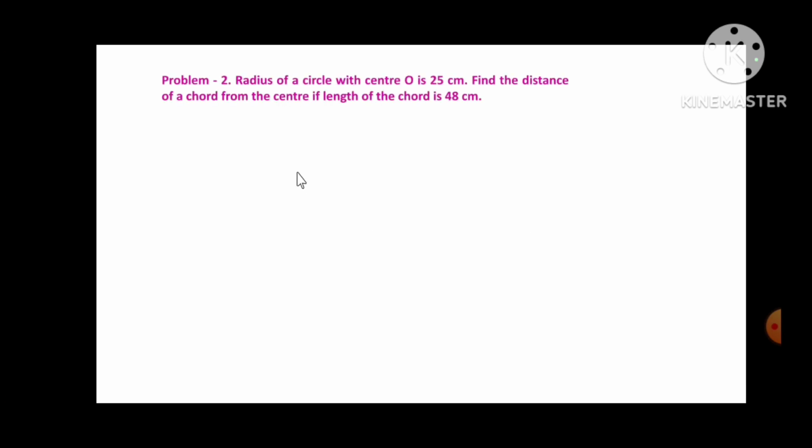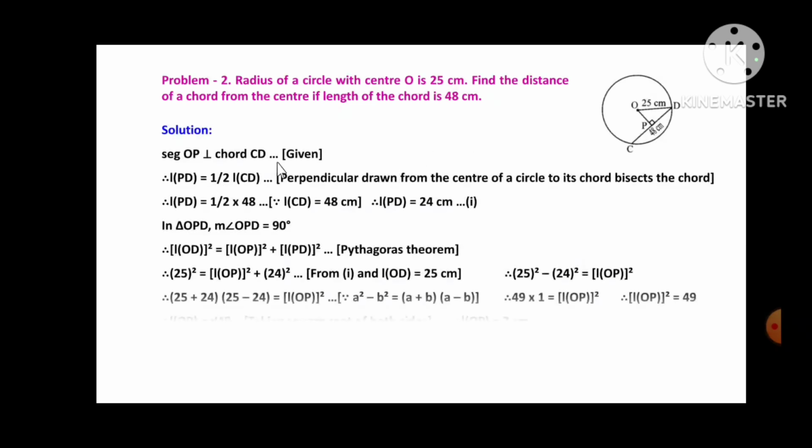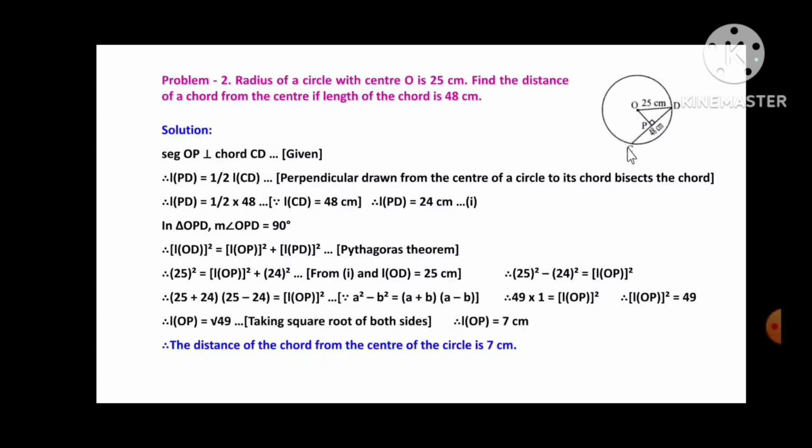Now, the second problem. The radius of the circle with center O is 25 centimeter. Find the distance of a chord from the center if the length of the chord is 48 centimeter. So friends, here OP is perpendicular to CD. PD is equal to half into CD, as the perpendicular drawn from the center bisects the chord. Therefore, PD is equal to half into 48. Since CD is 48, PD is 24 centimeter. In triangle OPD, it is a right angle triangle with angle OPD equal to 90.